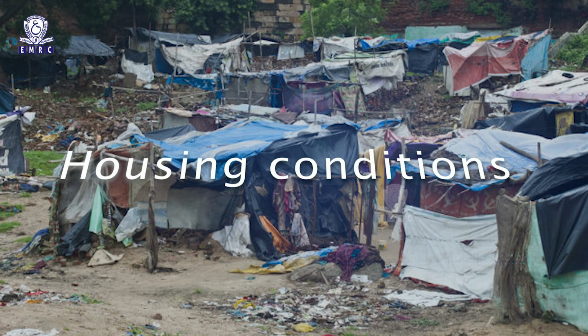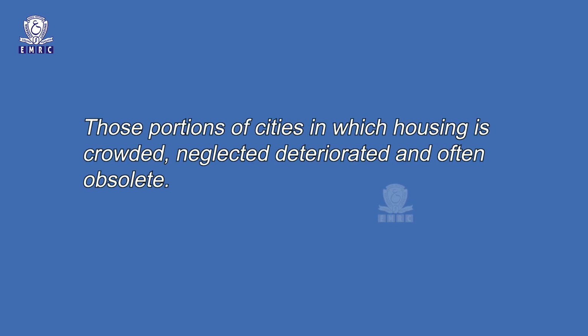The first one, housing condition. In terms of the physical conditions and housing standards, it is important to keep in mind the comparative nature of the definitions. A slum should be judged physically according to the general living standards of a country. Slums have commonly been defined as those portions of cities in which housing is crowded, neglected, deteriorated and often obsolete. Many of the inadequate housing conditions can be attributed to poorly arranged structures, inadequate lighting and circulation, lack of sanitary facilities, overcrowding and inadequate maintenance.